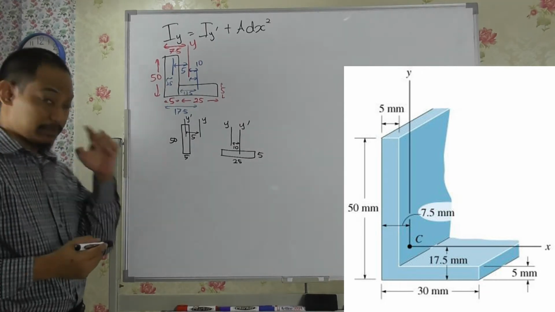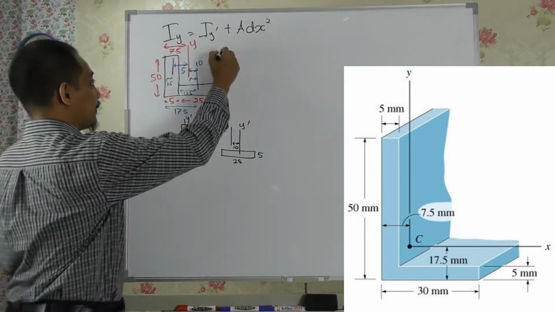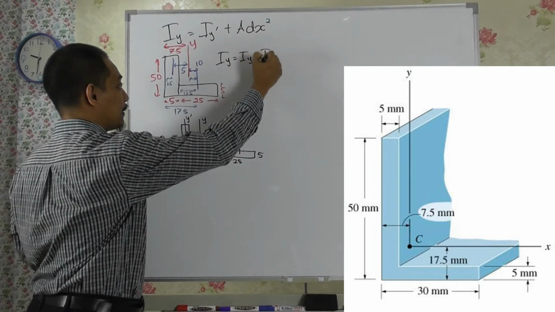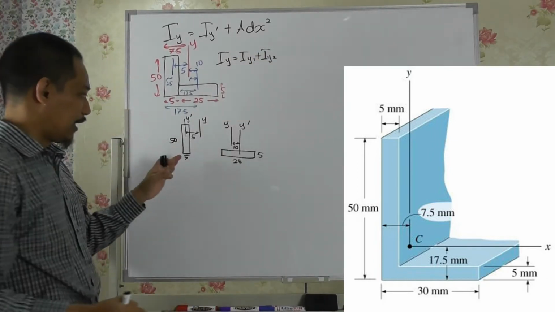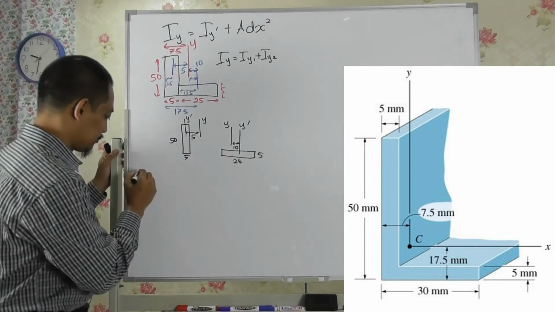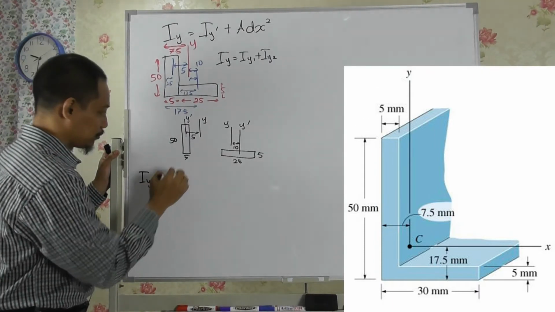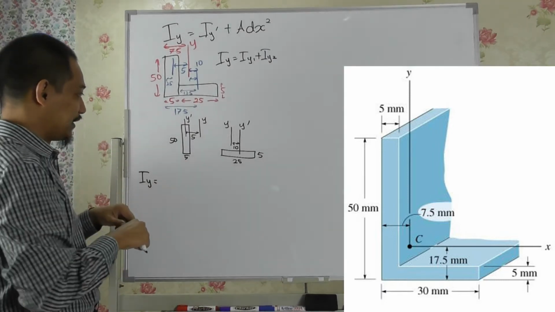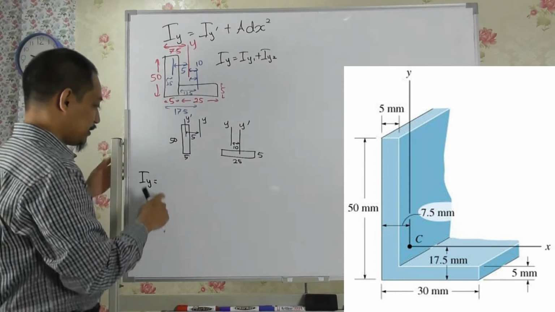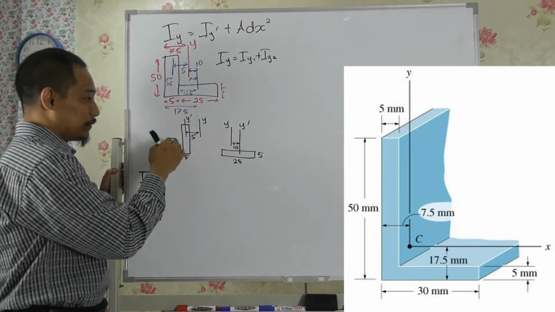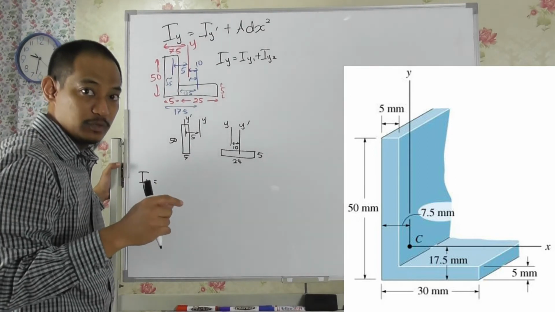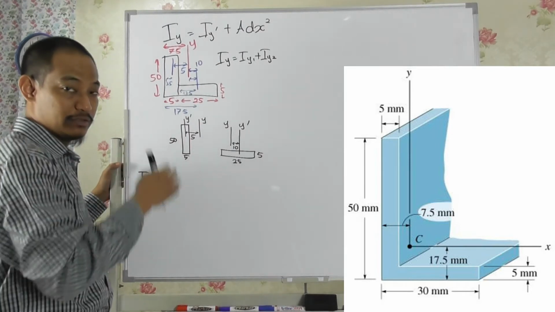So again, we have Iy equal to Iy1 plus Iy2. Meaning Iy from here plus Iy from here, you get Iy for the whole thing. So we have Iy equal to, just add for each shape, Iy prime plus A dx square. So for Iy prime, hopefully you understand 1 over 12 bh cube or 1 over 12 hb cube depending on your axis.